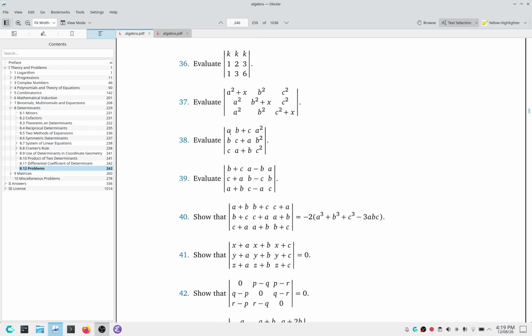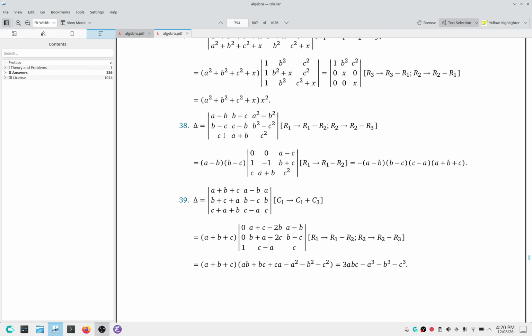Question 38 says evaluate the determinant with rows a, b plus c, a square; b, c plus a, b square; c, a plus b, c square. So we are given this. We do R1 is equal to R1 minus R2, R2 is equal to R2 minus R3. So that gives us a minus b, minus c, a square minus b square; b minus c, minus b square minus c square; c, a plus b, c square. So what we do is we take out a minus b.